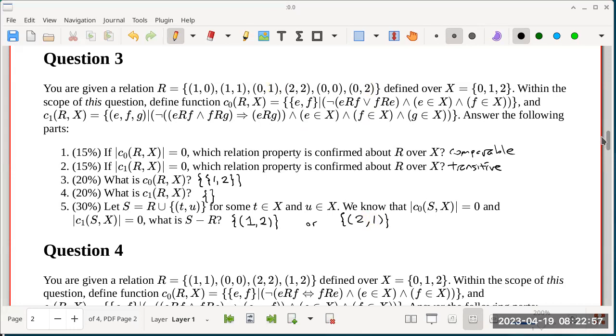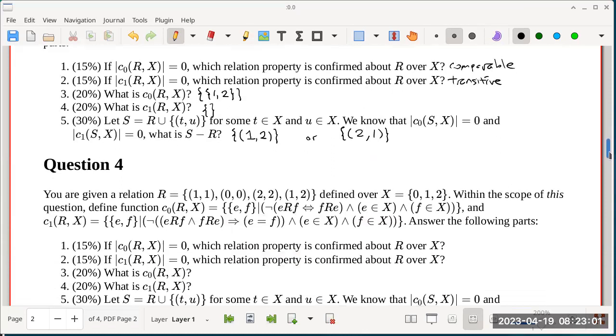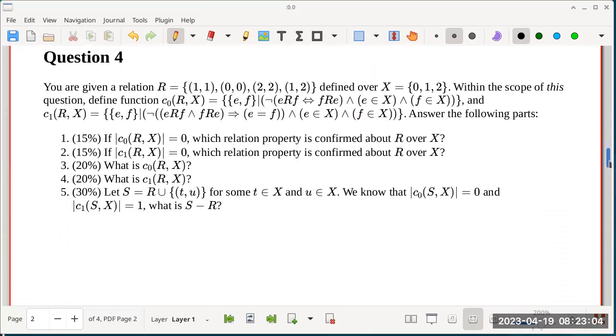So you can probably guess that question number 4 is going to involve anti-symmetry because we have talked about all of the other properties already. So here's question number 4. The first one is symmetric. This one we have seen already in an earlier question. So this is just doing symmetric. And then the second one is the one that has to do with anti-symmetric.